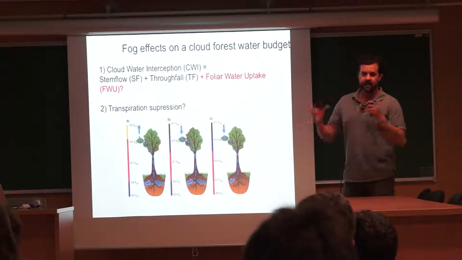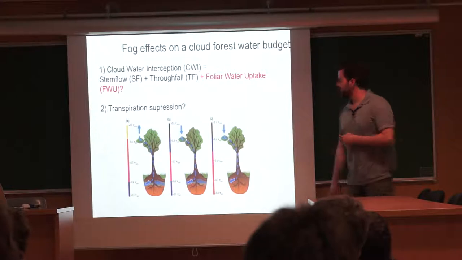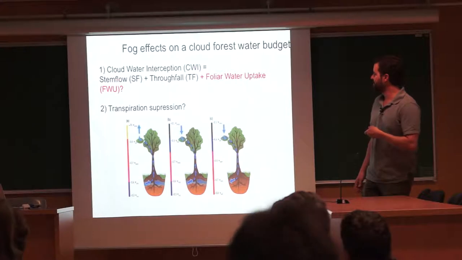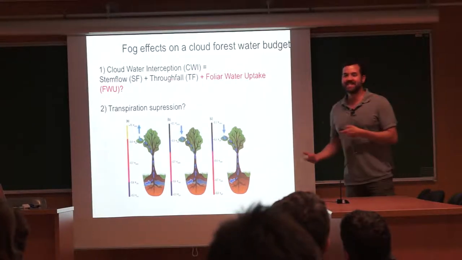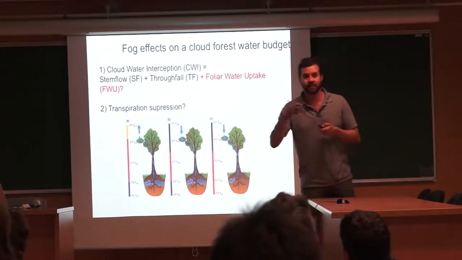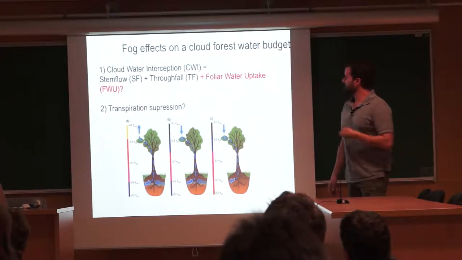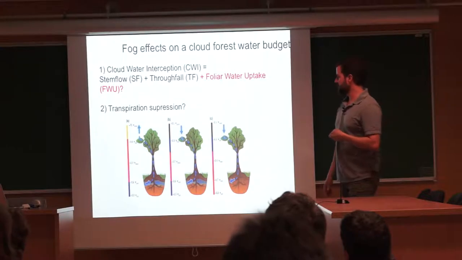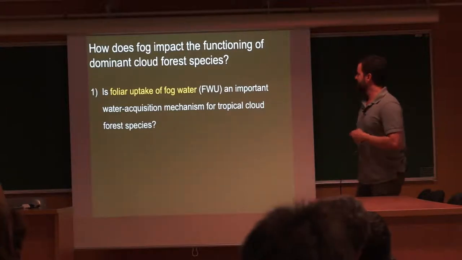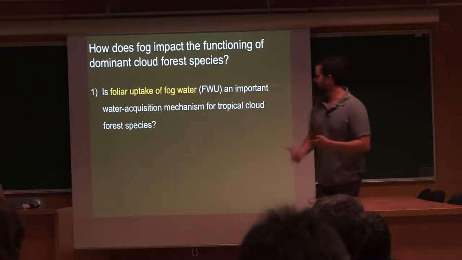Okay, so let's now make this link between all these hydrological processes and the physiology of the plants. Usually cloud interception is a function of stem flow and throughfall. And as I said, there is also this component of foliar water uptake that is perhaps another pathway by which water can move into the system. Another potential effect of fog is suppression of transpiration. Okay, so I will go into this very soon. Let me start with this broad question: how does fog impact the functioning, the ecophysiology, of the dominant species?